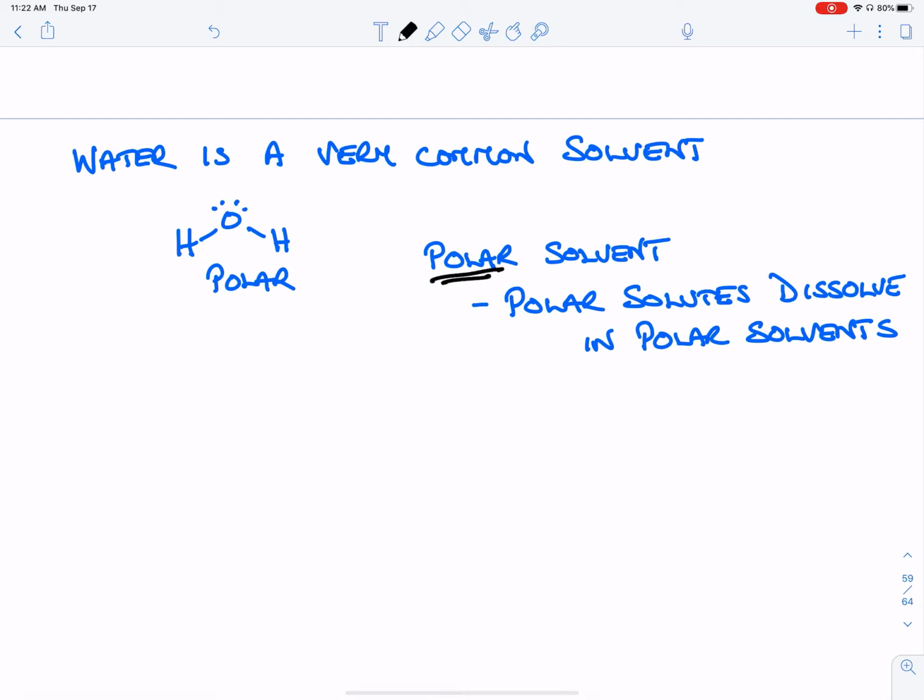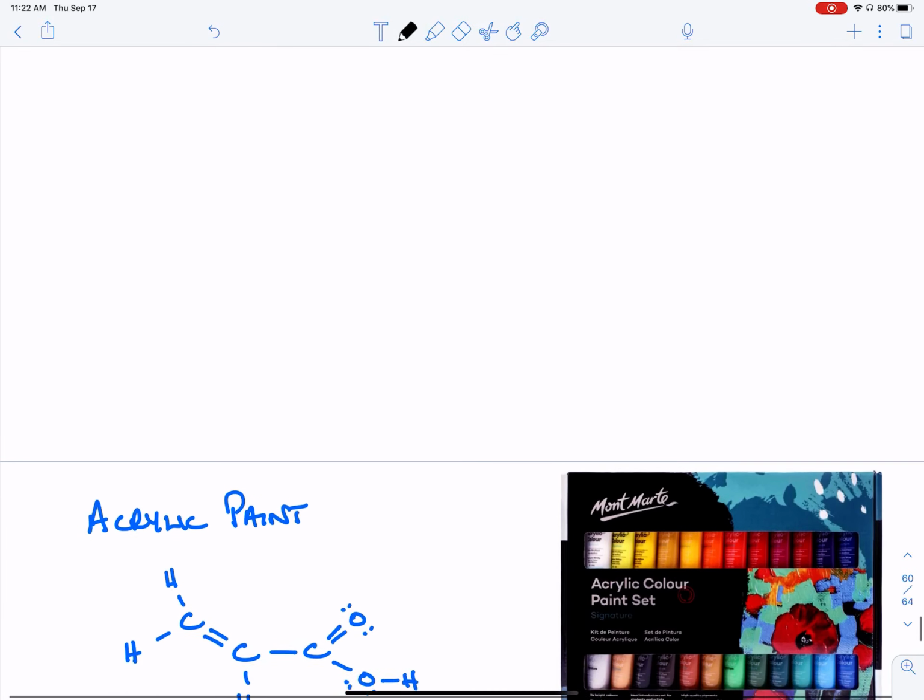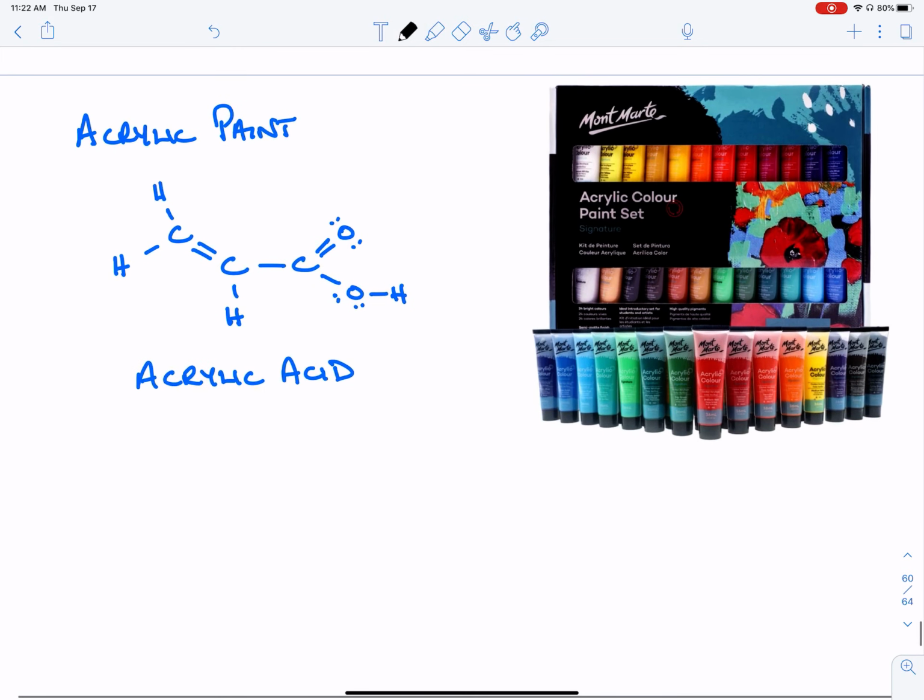It's a polar solvent. So polar solutes will dissolve in polar solvents. So water is very good for dissolving polar molecules. And many organic compounds are polar as well. And so let's just take as an example acrylic paint. So if you were going to do some painting at home, you would use acrylic paint, and acrylic paint is based on acrylic acid.